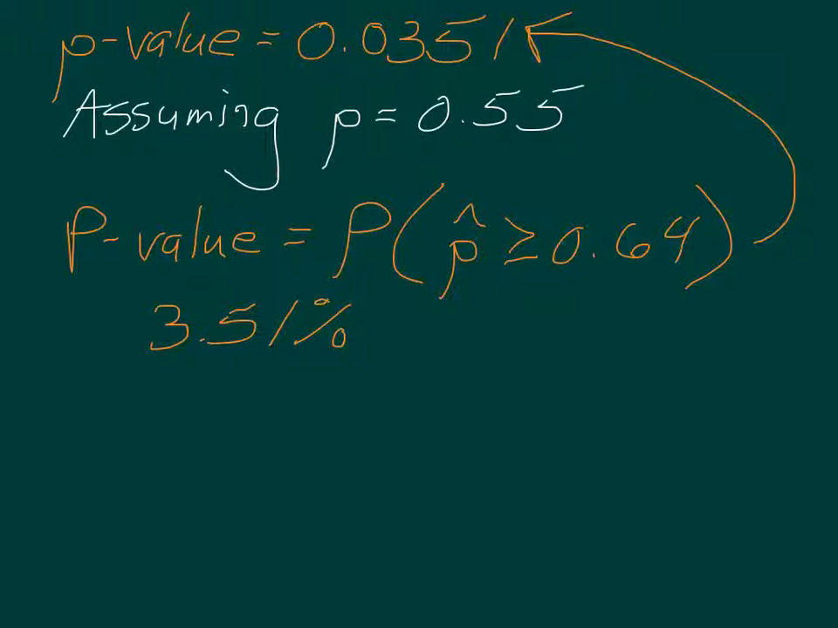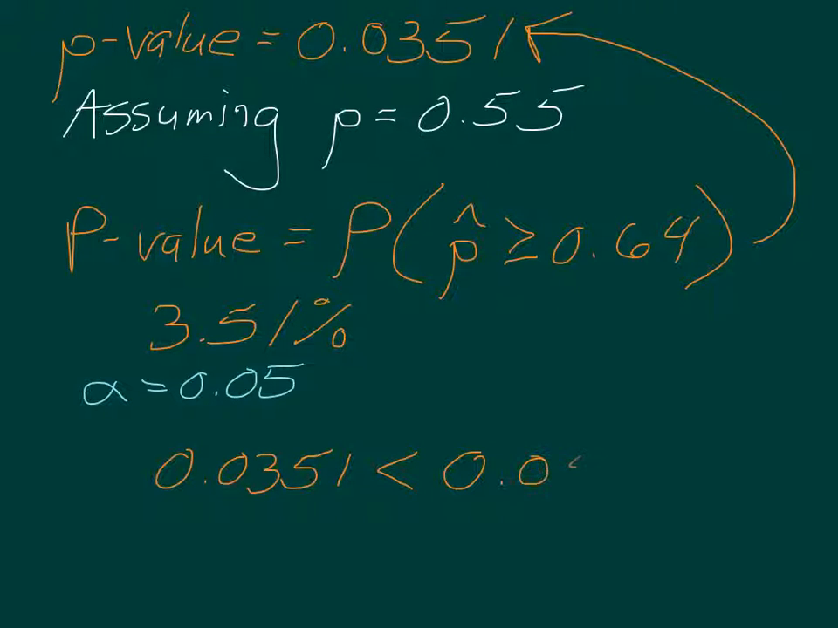And that's pretty rare, right? That's fairly uncommon. And the way we actually finalize the decision is we compare that to alpha. Okay? And so what we're saying, by choosing alpha equals 0.05, is that if the likelihood of seeing what we see is less than 5%, then we're going to assume that p is not actually 0.55 anymore. Okay? So 0.0351 is less than 0.05. So essentially we're saying this is very rare.